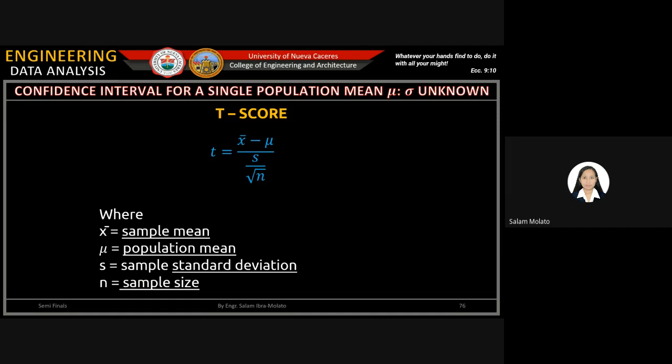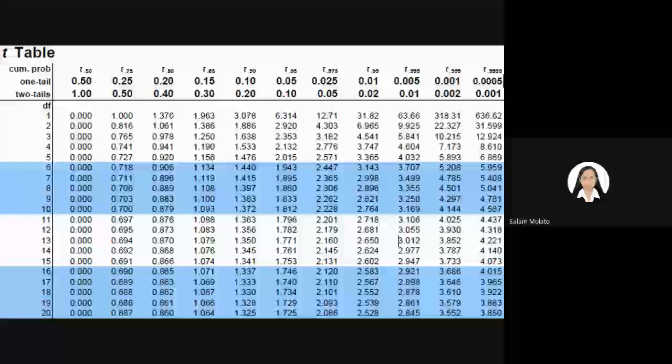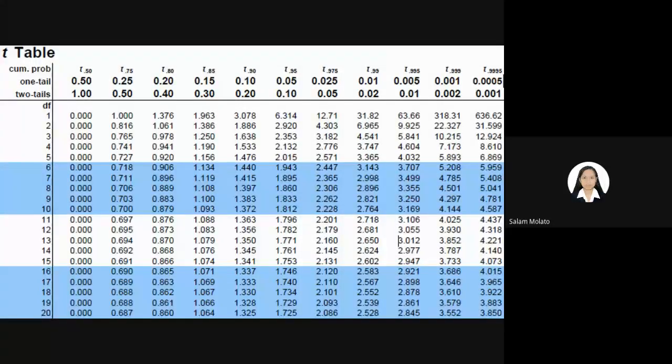Here in t-score, we will also use the t-table for the critical value. This is called the test statistic T. But when we are talking about the T critical value, we are going to use this table. I already posted this in your BB, so I hope you will download it because I think you will use it in your examination. I just don't know if it will be provided to you.